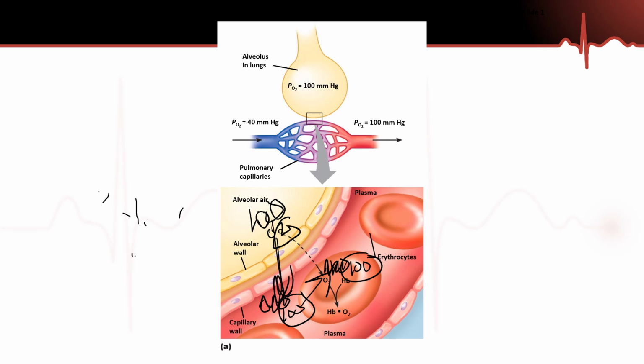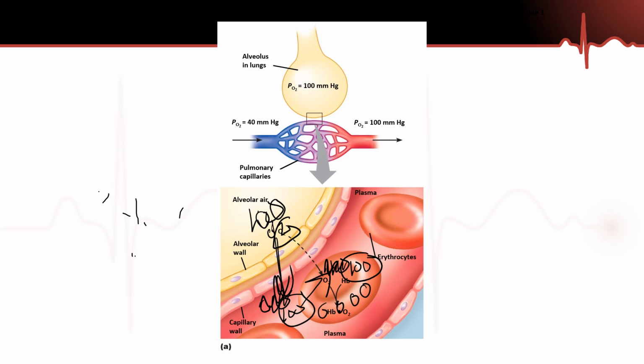It's going to have a diffusion gradient again, and it's just going to rip right back from the air in the alveoli into the blood plasma and drive the partial pressure of oxygen within the blood plasma up to 100. So ultimately what you're going to get is this. The partial pressure of oxygen within the air in the alveoli will be 100. The partial pressure of oxygen within the blood plasma will be 100. And the partial pressure of oxygen within the intracellular fluid of the red blood cell will be 100.